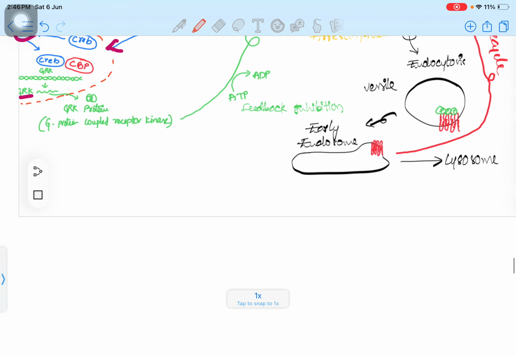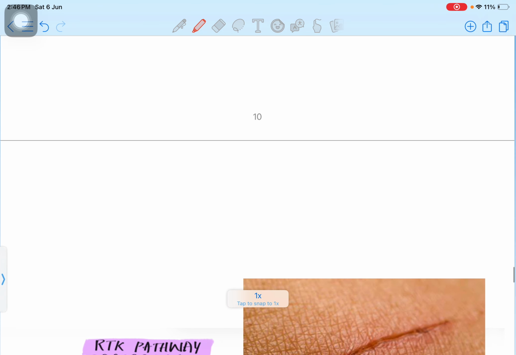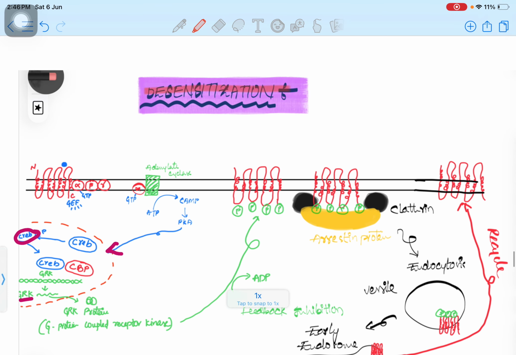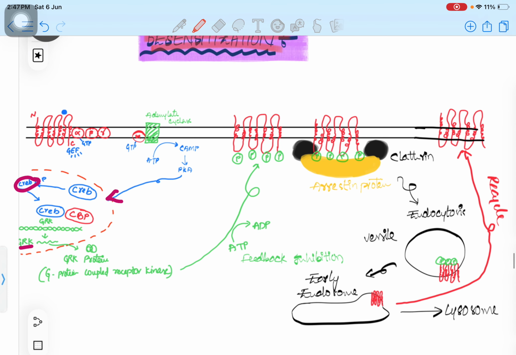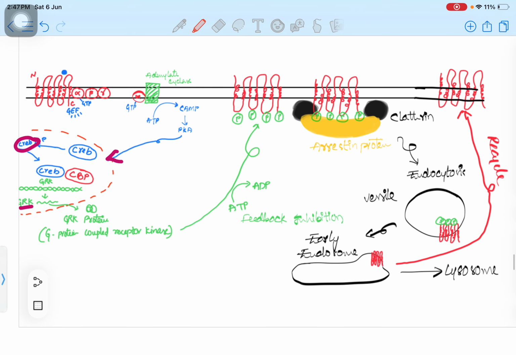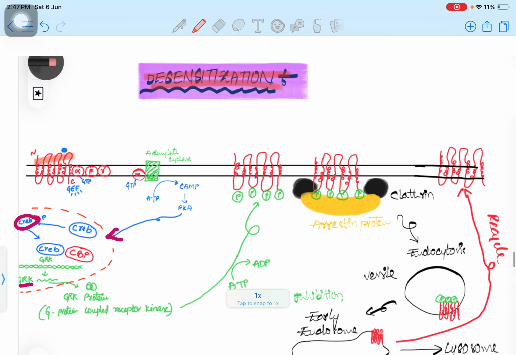Last GPCR receptor concept, desensitization. I think this one is the last. Yeah, this one is our last topic about the GPCR: desensitization. Here what is happening, let me try to explain to you.